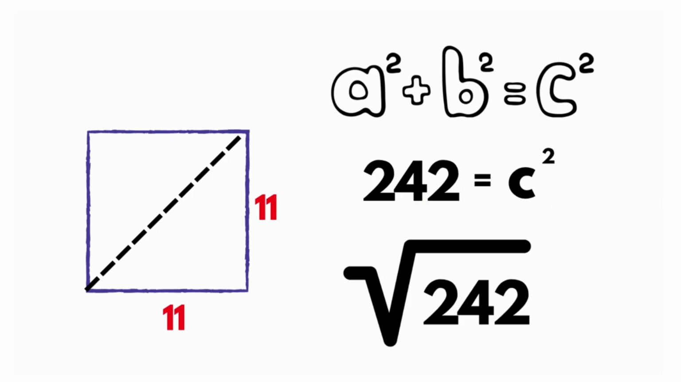Squared numbers, we've talked about this before. The opposite of square numbers is square root. So if we want to find that diagonal, we need to find the square root of 242. If we punch that in our calculator, and we're looking for the closest, we're going to round that off to 15.55.